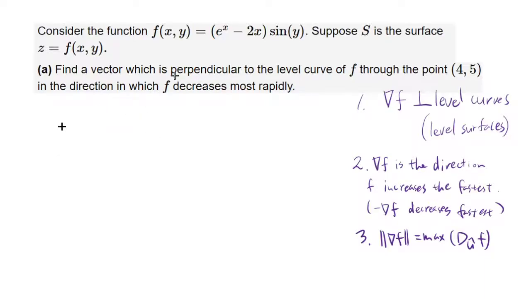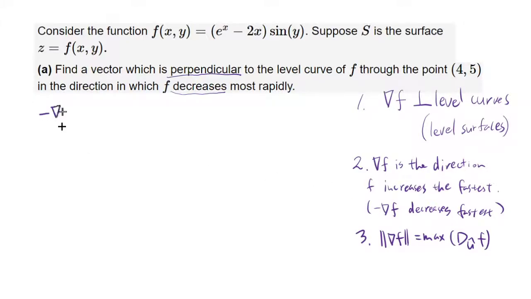Okay, so let's read the question again. It's looking for perpendicular vector to the level curve. So we're definitely looking for gradient of f. But if you look at the second condition, we want it to be decreasing the most rapidly. So it's not looking for a gradient of f, it's looking for the negative gradient of f. So that's what we have to calculate.